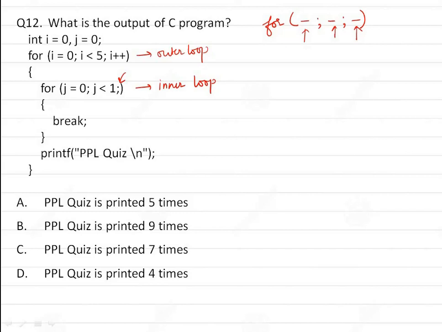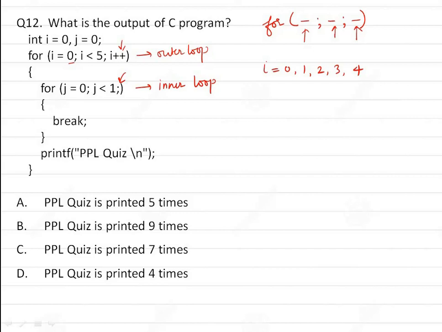So let us see how this loop will execute. The outer loop is based on the I variable. This outer loop will execute from 0 to less than 5, so it means the outer loop will work for 0, 1, 2, 3 and 4, since I is incremented by 1 step, I plus plus.